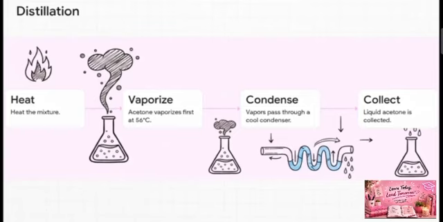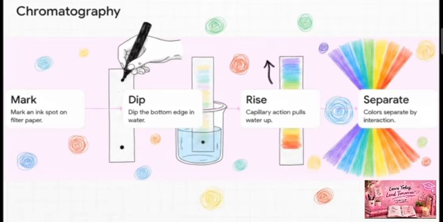Once that hot vapor hits the cold temperature of the condenser, it condenses back down into a liquid, dripping into a totally separate flask. And just like that, you've got pure acetone in one flask and perfectly pure water in the other. Okay, but what if you have a mixture of different colors, like a blob of black ink?